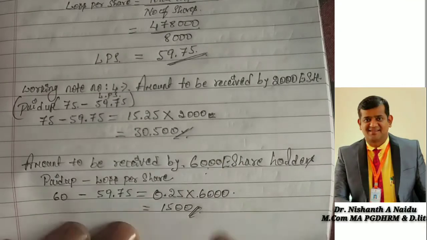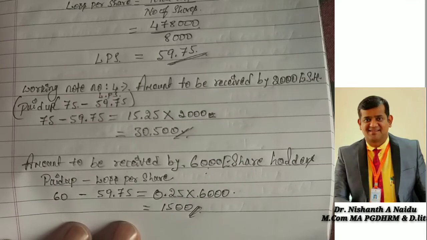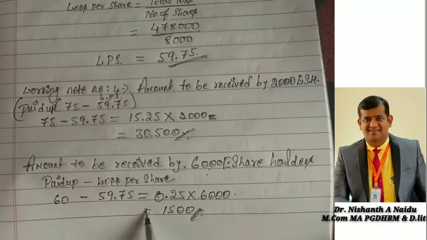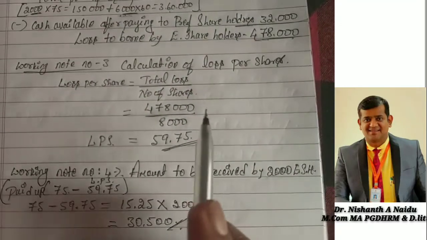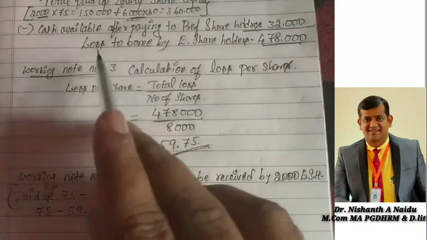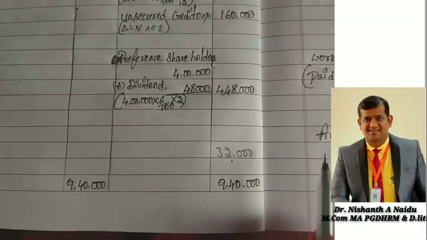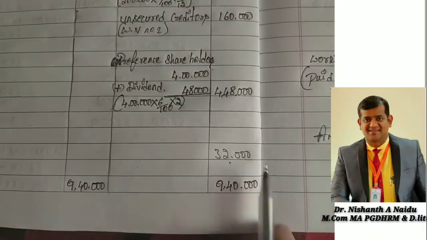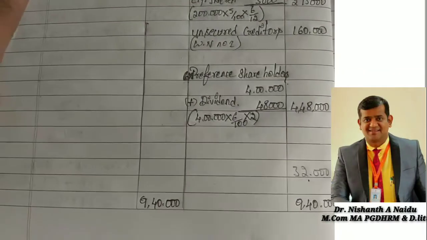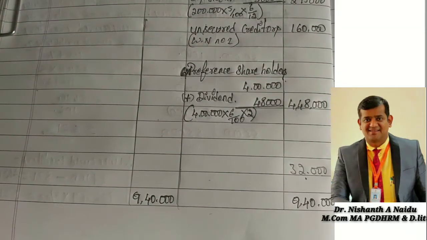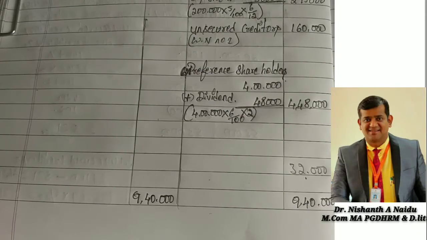Clear? Now if you total it, you should get the balance available to equity shareholders. That is 30,500 plus 1,500, which equals 32,000 rupees, the amount available to distribute among equity shareholders. That is what we have in the problem, 32,000 rupees. So now let us settle the equity shareholders.